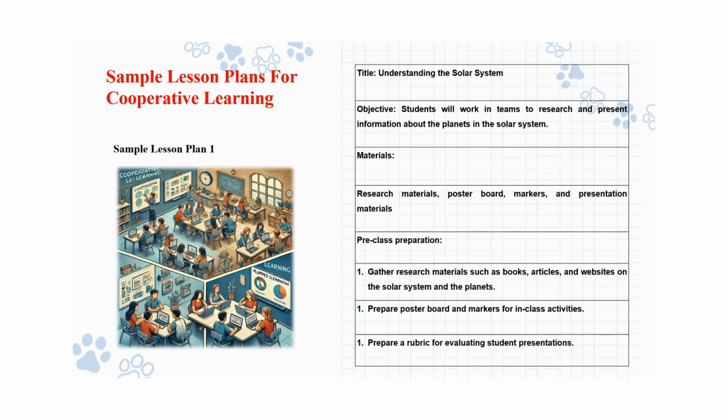Sample lesson plans for cooperative learning. Sample lesson plan 1. Title: Understanding the Solar System. Objective: Students will work in teams to research and present information about the planets in the solar system.